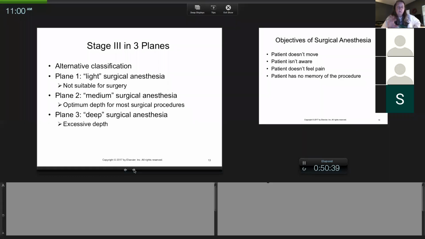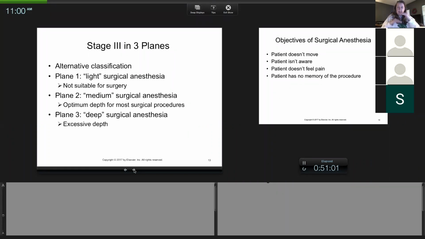Stage 3, plane 2, Kayla. Stage 3, plane 2. So stage 1 is by itself, stage 2 by itself. Stage 3 has plane 1, plane 2, plane 3, plane 4. And then stage 4 is by itself. So stage 3, okay, that's what I figured. Yes, that's where you want to live. Stage 3, plane 2 is surgical anesthesia.